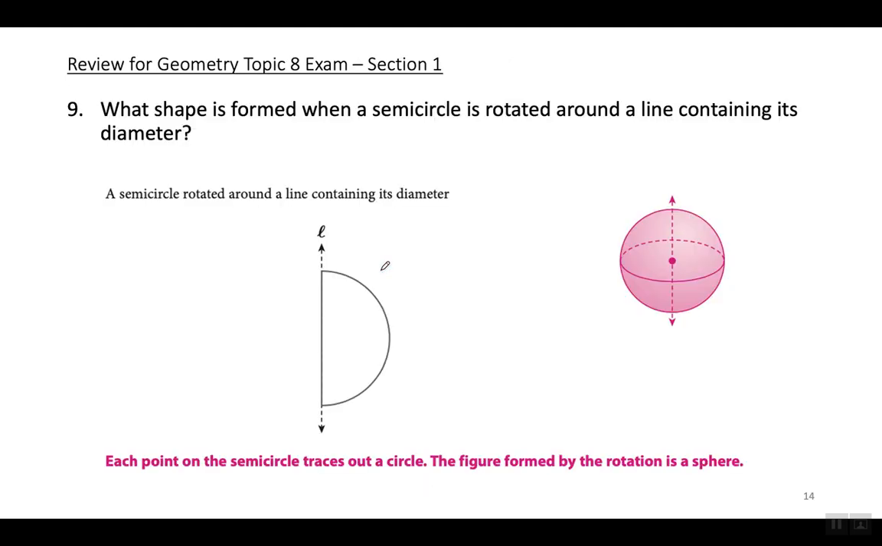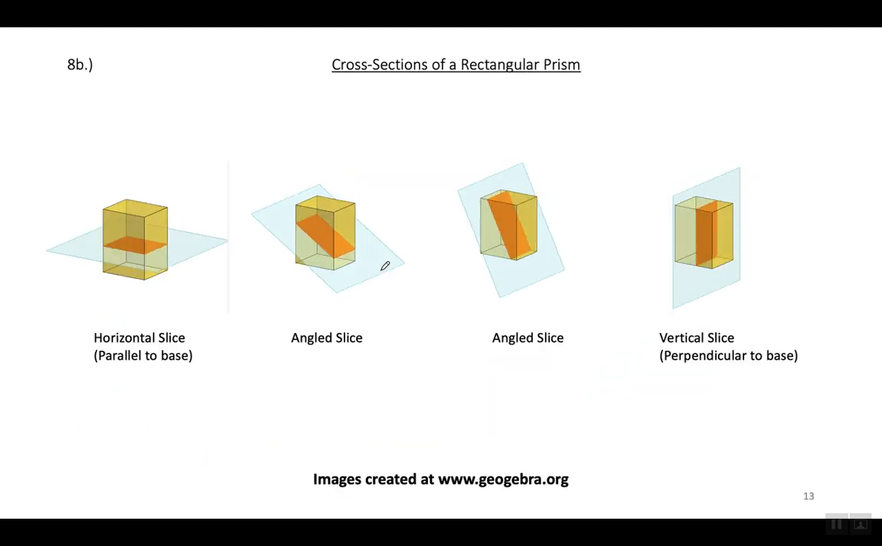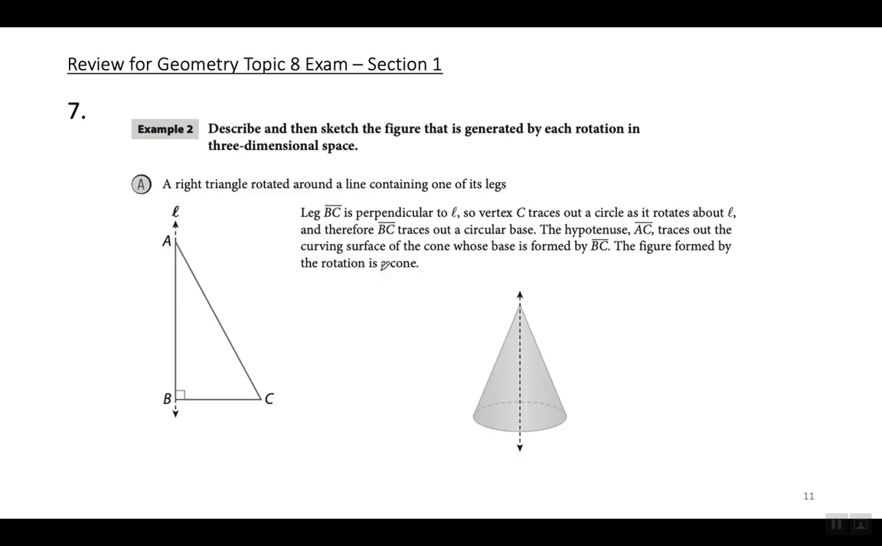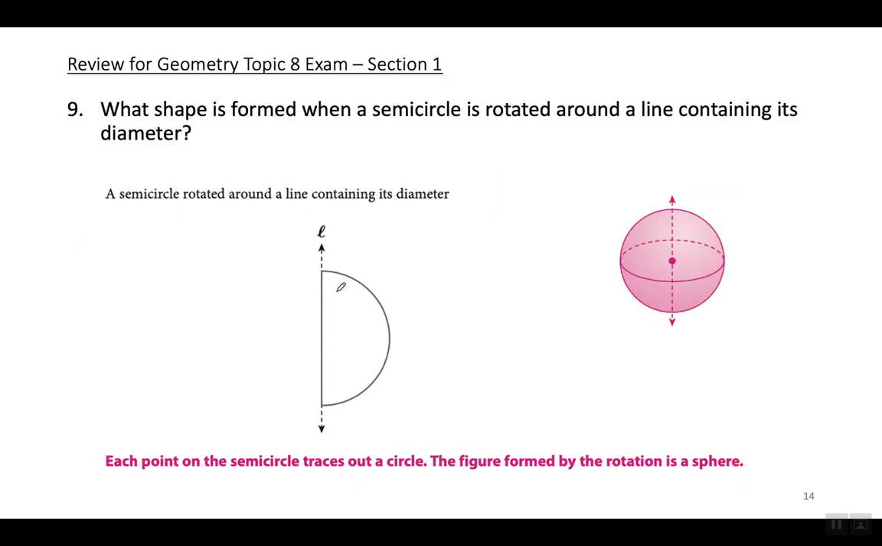All right, question 9. This is another easy one. This question is just like the one we did a second ago about the cone. This is the same thing, but with a circle. The question is, what shape is formed when a semicircle is rotated around a line containing its diameter? So this is the line containing its diameter.